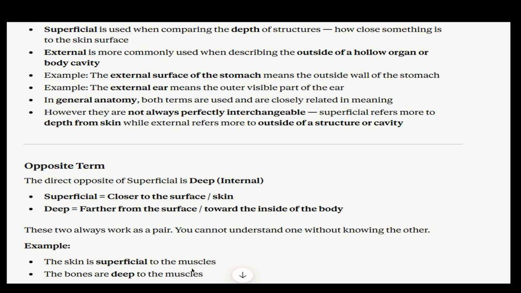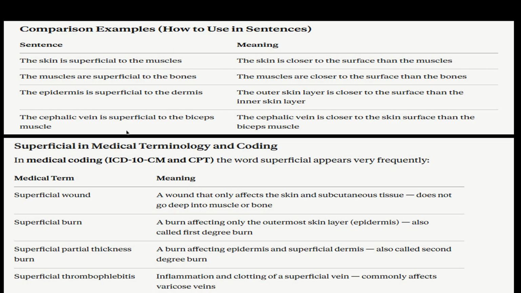Examples are very simple. The skin is superficial to the muscles. The bone is deep to the muscles. Okay, so these two can easily explain the meaning of superficial and the meaning of deep. Now here you can see there are multiple examples I have noted down. Some of the examples are in plain medical sentences, and some are in terms of medical coding itself. Okay, so let's go one by one.